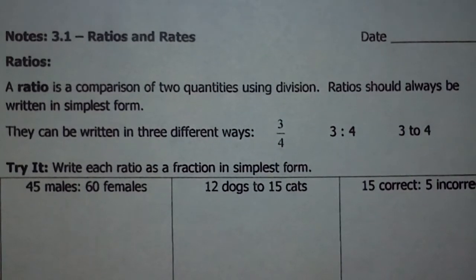It's a comparison of two quantities using division. So basically you're comparing one number to another number. And we say using division because ratios can be written as fractions, and fractions are like little division problems.